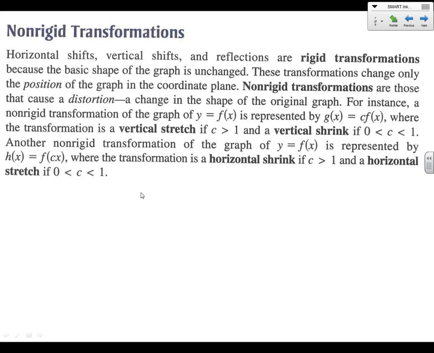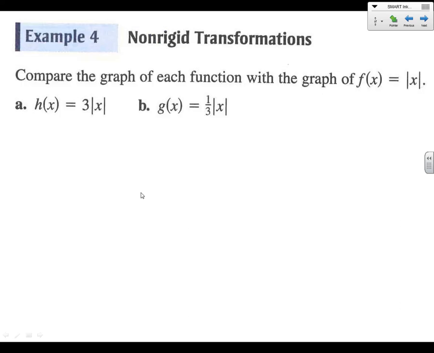All right, so far we've done rigid transformations. Okay, a rigid transformation is when the original parent function isn't changed, it's just moved. Right? So we flip things over, but we haven't done any stretching. So a non-rigid transformation is if we stretch the original graph. All right? And so that's what's going to happen. What this whole paragraph is saying here is if we have coefficients in front.